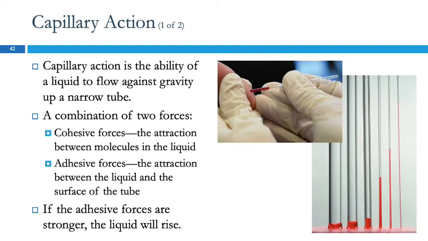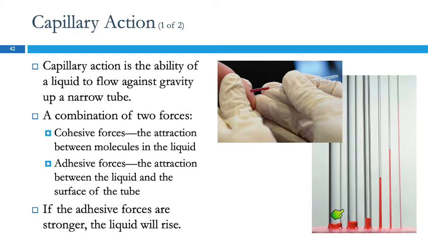Capillary action. So this is someone having a blood sample taken, just a small sample. They prick your finger, and then you touch this little capillary tube to it, and the blood just runs up the tube. Nobody is sucking on it or anything, not like a pipette. It just goes up there all by itself. It's called capillary action, the ability of a liquid to flow against gravity up a narrow tube.